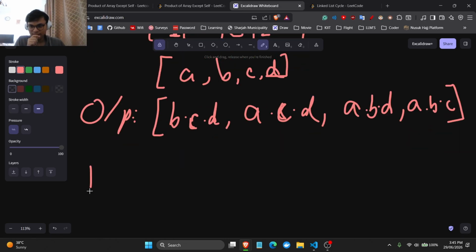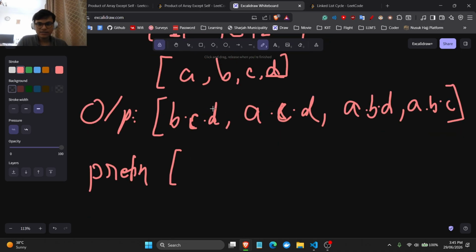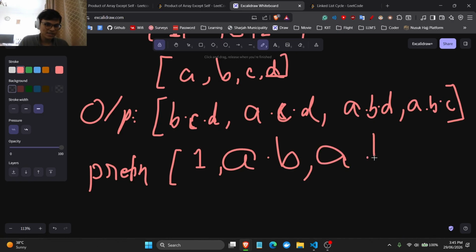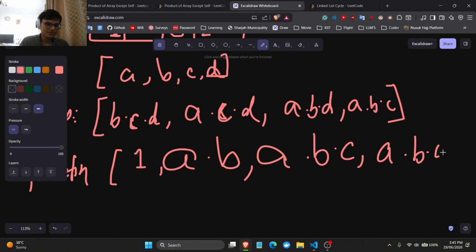Okay. When I compute the prefix, the prefix of A is nothing, so I'll just give it 1. Now prefix of B, instead of just keeping it at A, I do something like A into B. The prefix of C as I calculate is A, B, C, and the prefix of D as I calculate is A, B, C, D.